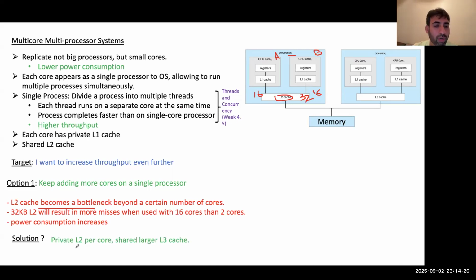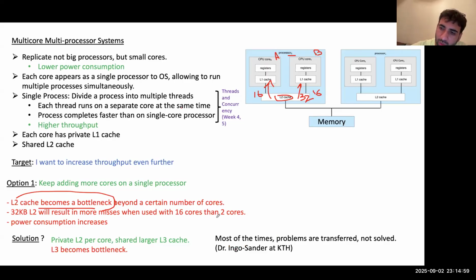Maybe, as you said, a private L2 per core and a shared larger L3 cache. Since we said that L2 can become a bottleneck, what we can do is have a private L2 in each core, so we move it inside the core, replicate it, and then we have a larger L3 cache. But again, the same problem: since you are now replicating the L2 cache into every core, you will increase the power consumption because you are increasing the size of the core. It will also become expensive, and there will be a point where L3 will become a bottleneck.